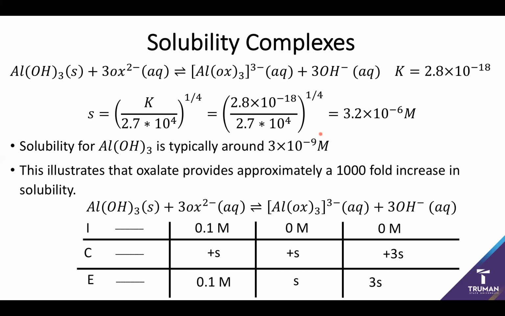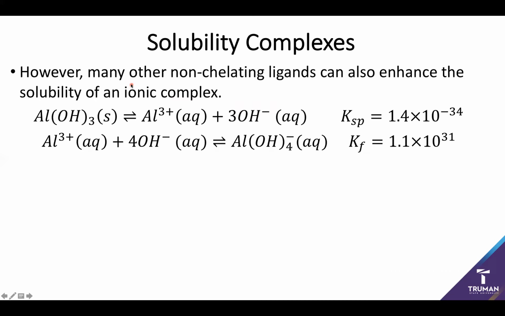However, it is worth noting that sometimes the best binding agent isn't going to be a chelating agent. It may just be an everyday average ligand. And it turns out there is a really good ligand to help dissolve aluminum hydroxide. It's actually hydroxide, because if you combine aluminum with 4 hydroxide ligands, it generates tetrahydroxoaluminate 3-, which actually has a very big formation constant. This is a very favorable ionic complex.